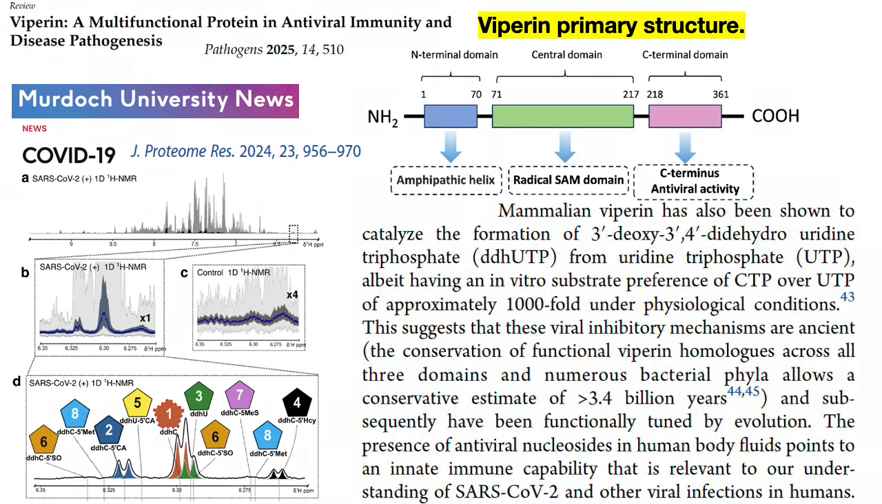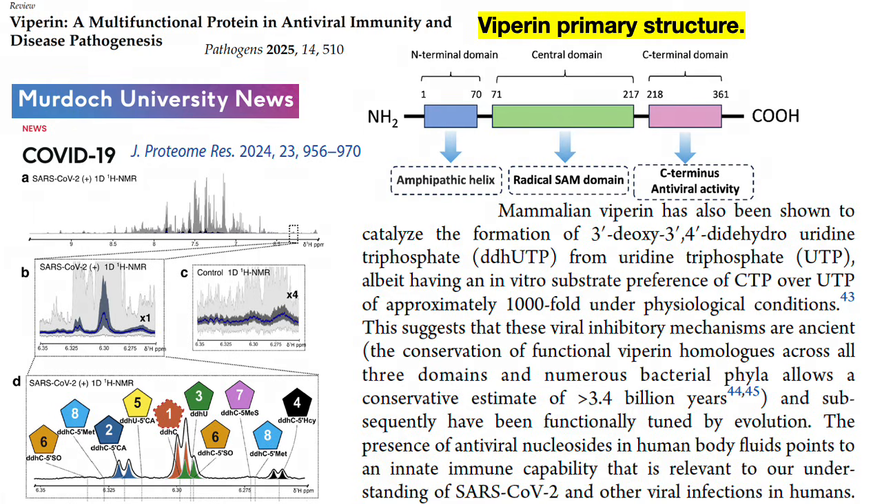Mammalian Viperin has also been shown to catalyze the formation of 3'-deoxy-3',4'-didehydro-uridine triphosphate, DDH-UTP. This is derived from uridine triphosphate, UTP, albeit having an in vitro substrate preference for CTP over UTP of approximately 1,000-fold under physiological conditions. This suggests that these viral inhibitory mechanisms are ancient.